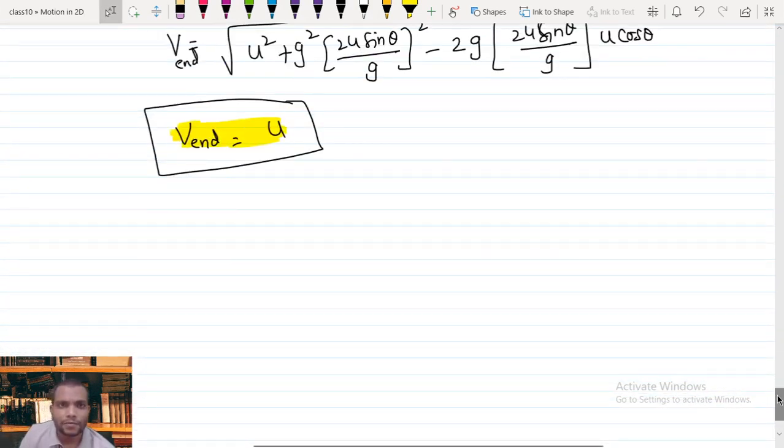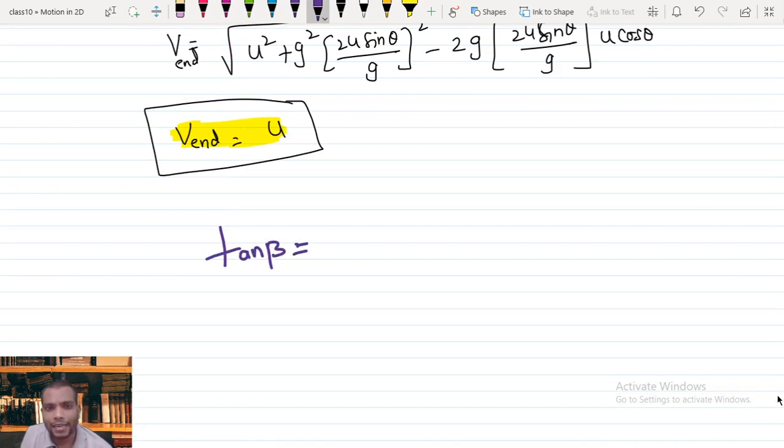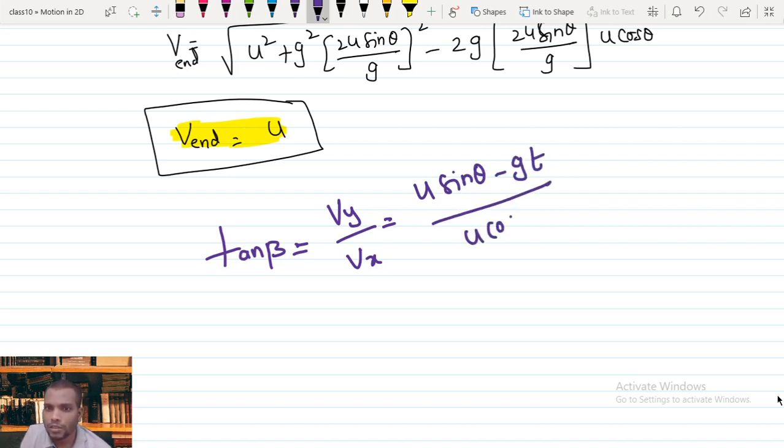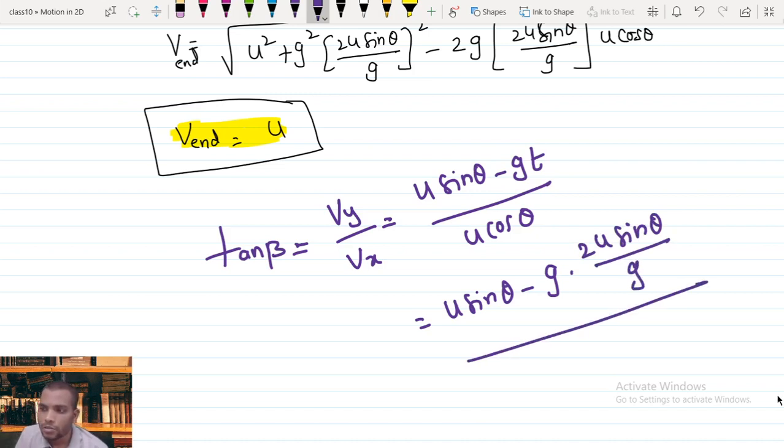How do we measure the angle? We need to measure tan beta. To measure the angle of direction, we take the y component velocity upon the x component. The y component velocity we got here is u sin theta minus gt, upon the x component u cos theta. Here t is nothing but the time of flight, equal to 2u sin theta upon g, upon u cos theta.